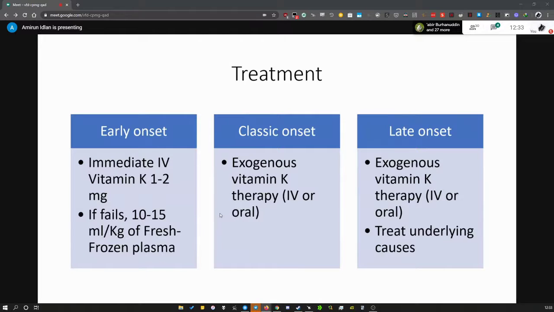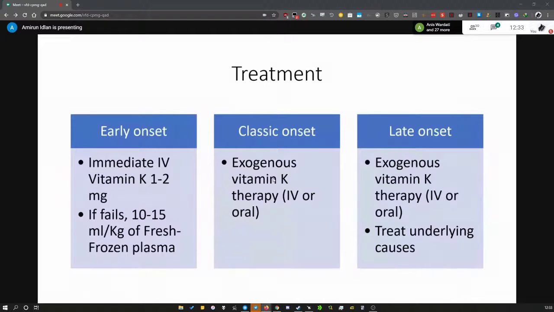Immediately fresh frozen plasma? Yes, always, in all types. Once there is bleeding, don't wait, give fresh frozen plasma, because fresh frozen plasma will provide the factors immediately. Vitamin K takes time to work. Okay. Thank you, Doctor.